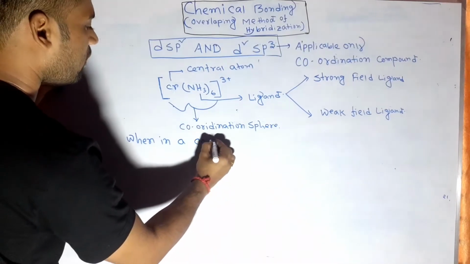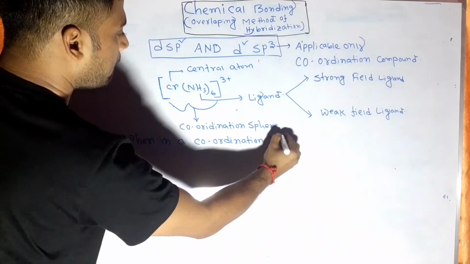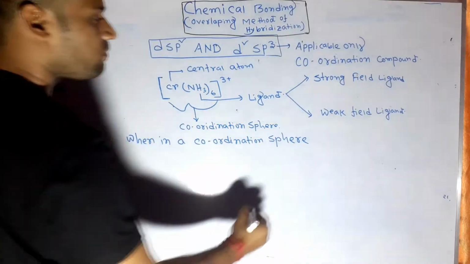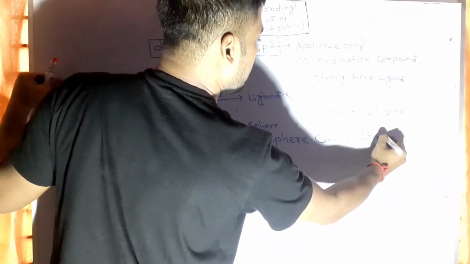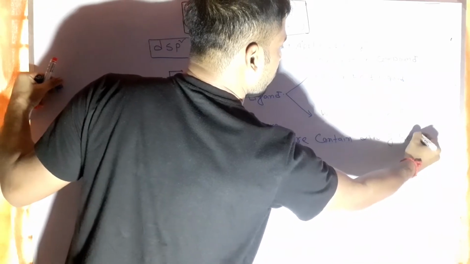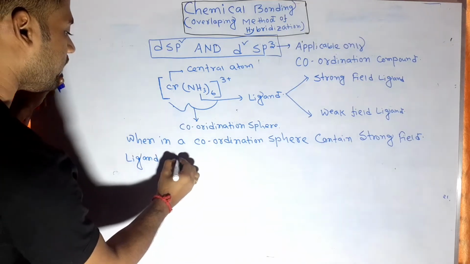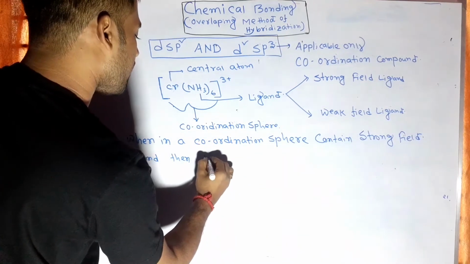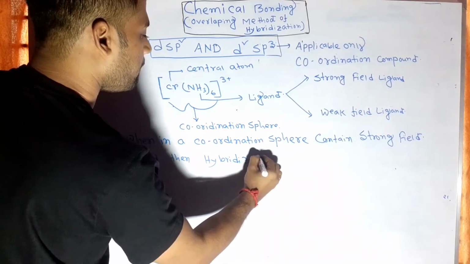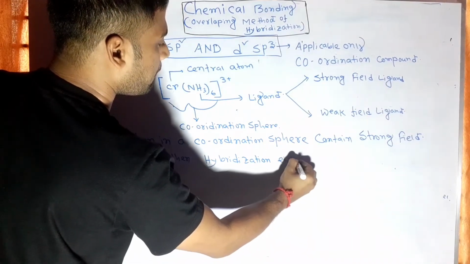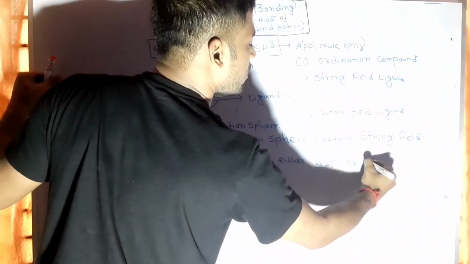When a coordination sphere contains a strong field ligand, then the hybridization may be either dsp2 or d2sp3.